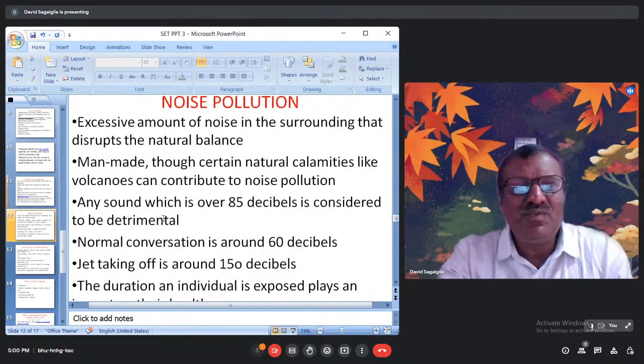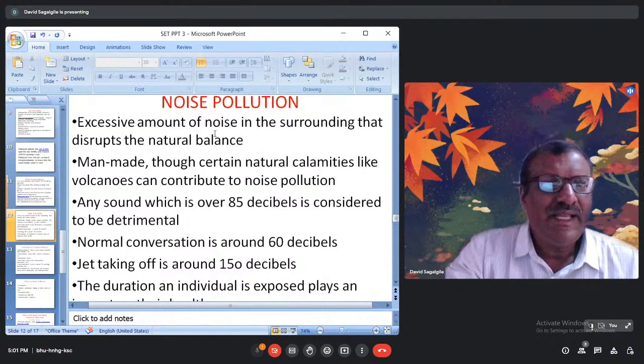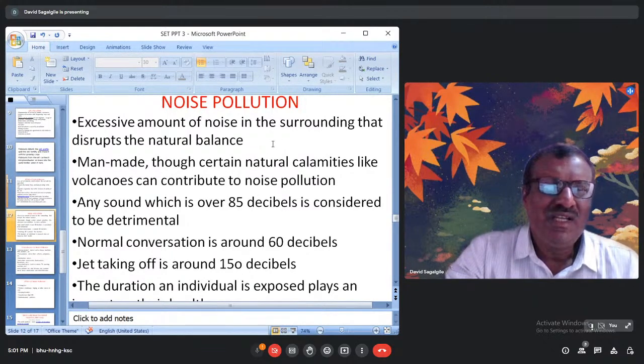Then we move on to noise pollution. Excessive amount of noise in the surroundings that disrupts the natural balance. So we also have something called noise pollution. When there is excessive noise in the surroundings, it destroys the natural balance. Mostly man-made, though certain natural calamities like volcanoes can contribute to noise pollution.